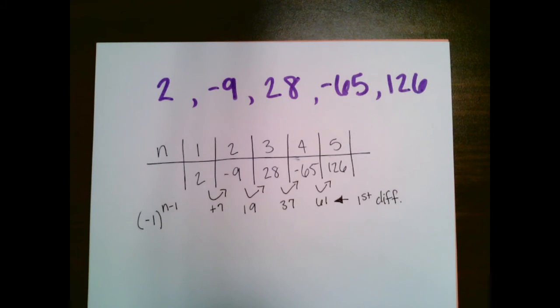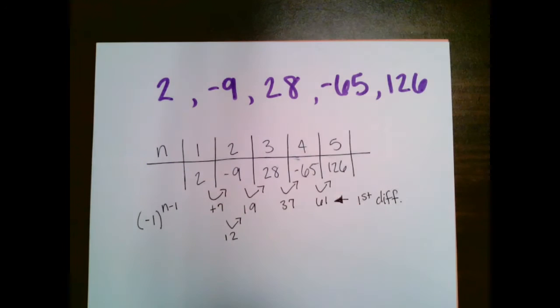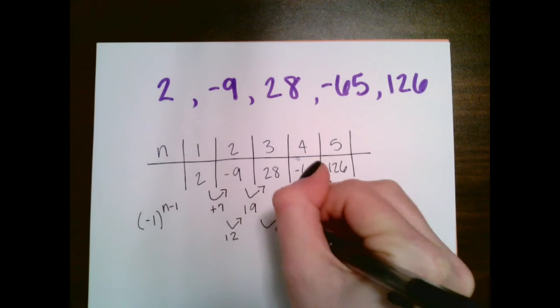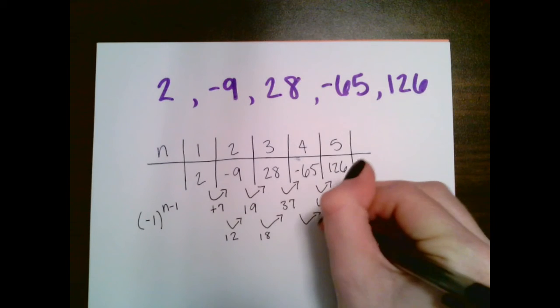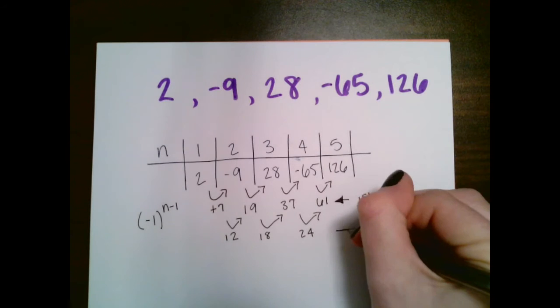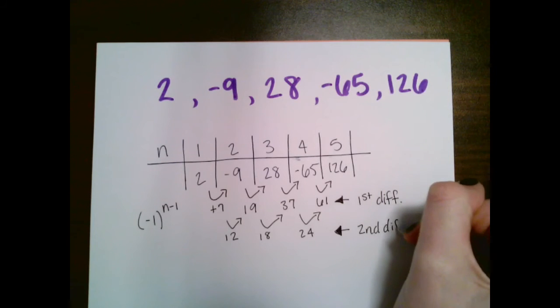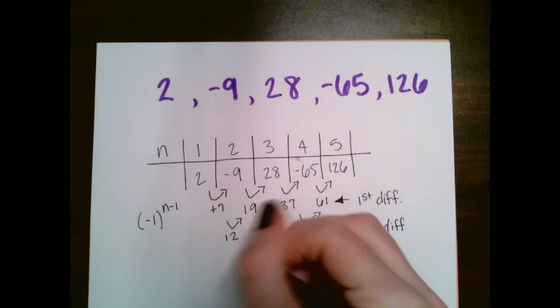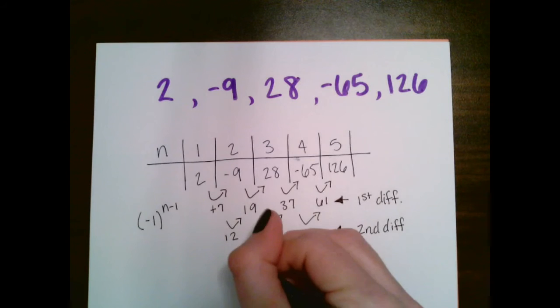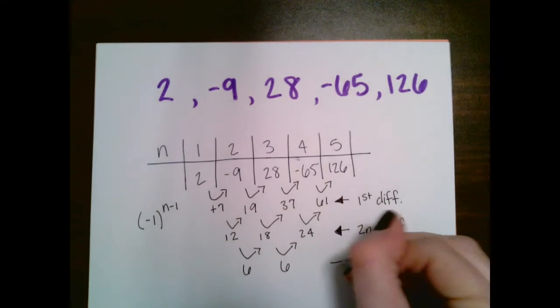So let's look at our second difference. 7 to 19 is a change of 12. 19 to 37 is a change of 18. And 37 to 61 is a change of 24. So again, our second difference is still not our common difference. Okay, so we're going to look at our third difference. 12 to 18 is a change of 6. 18 to 24 is a change of 6. So that's where we see it in our third difference.